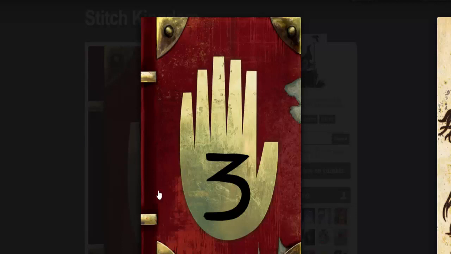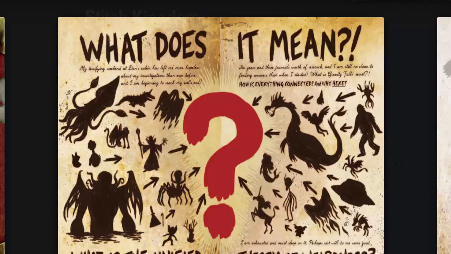So the first page is the cover, and this obviously looks like Journal 3 because it's a replica of Journal 3, and even though the journal doesn't have the exact pages as Journal 3 in the show, they are very, very similar, but you will find a few differences. So let's go to the first page.